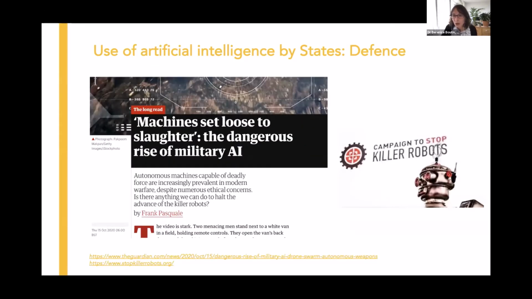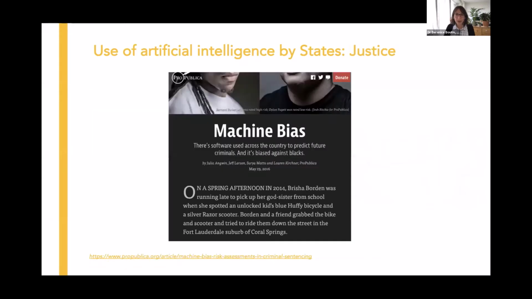And of course, there's a lot of backlash on this topic of military AI because we don't want to have machines set loose to slaughter humans. There are a lot of ethical discussions, how ethical it is to delegate decisions of life and death to machines, and mostly, of course, legal discussions. But I would like to just briefly go through 2 more examples because although I work a lot with military AI, I think it's not the only topic where international law is relevant.